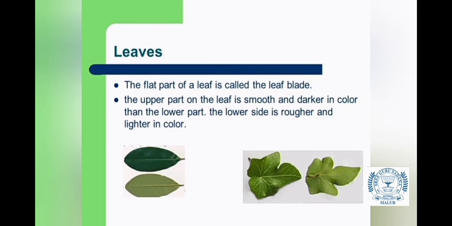Leaves. The flat part of a leaf is called the leaf blade. The flat part, you can see here, the very needle part, that is called as leaf blade. The upper part of the leaf is smooth and darker in color than the lower part, and the lower side is rough and light in color.